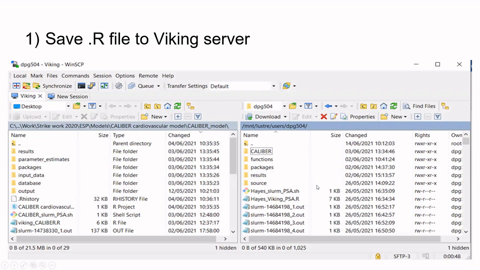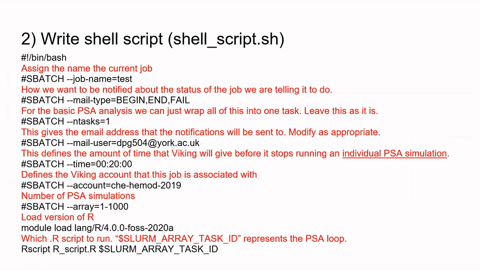The next step is to write the shell script. So here is the sort of instructions to the cluster on how to do its thing, like what you want it to do. There's a number of things I could talk about here, but a lot of this is kind of standard code. You wouldn't ever have to adapt it. This just sends an email to you when your job begins, ends, and fails.